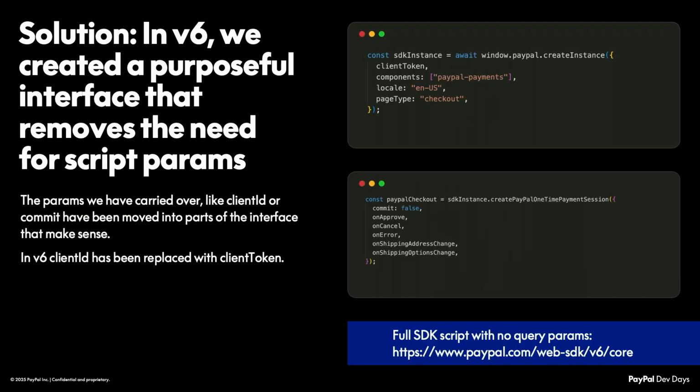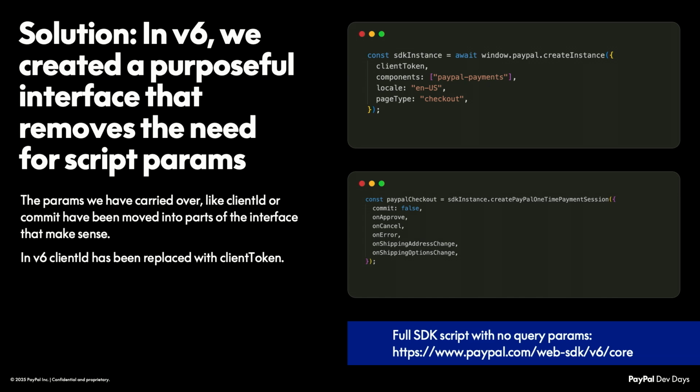So let's take a look at that. We really wanted to create a purposeful interface, one that didn't rely on so many different configuration parameters. So you see here in the top right, in V6, this is how you would create your instance. Now, we did bring over some attributes to configure your SDK with. You have your client token, which is a replacement for the client ID. You have page type, locale, and obviously components. But outside of that, there's not much more.